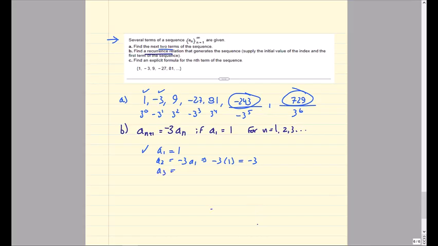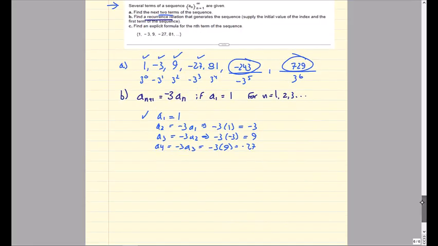Let's try a sub 3 is a negative 3 times a sub 2. A sub 2 in this particular case was negative 3. Negative 3 times negative 3 is 9, so that's up here. A sub 4 is negative 3 times a sub 3. So it's negative 3 times 9, which is negative 27, which works up here. Okay, so those work out. So again, you've got to check quite a few. Don't just rely on the first one or two terms.